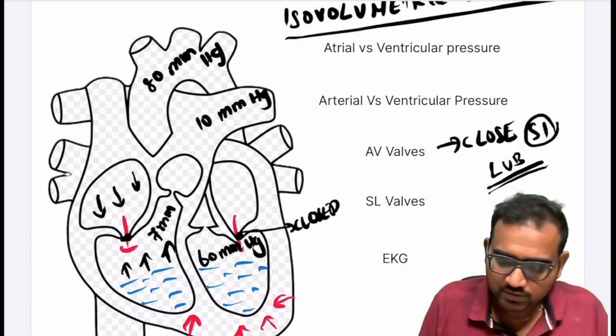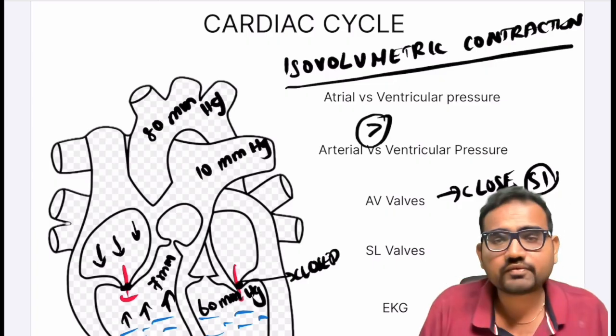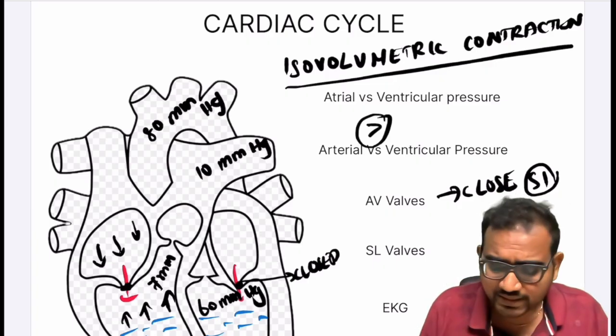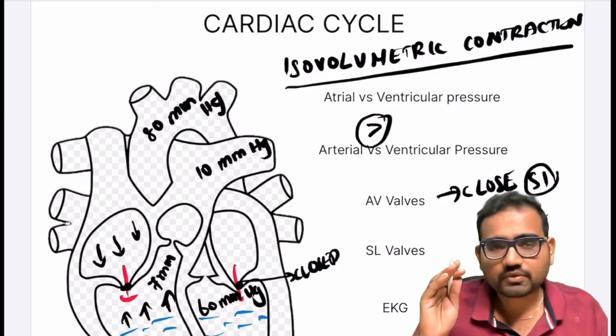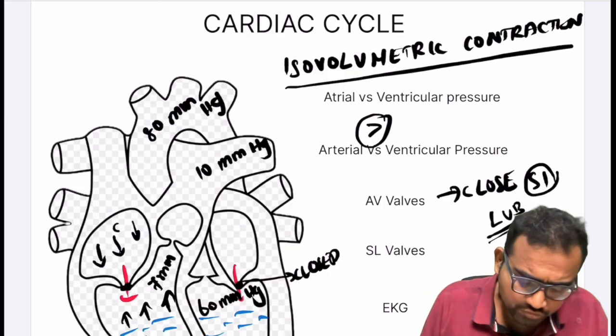So now, atrial versus ventricular pressure, obviously the atrial pressure is more than the ventricular pressure. And now what happens to the right atrium and the right ventricle pressure? It is going to get dropped. It's almost going to get zero.